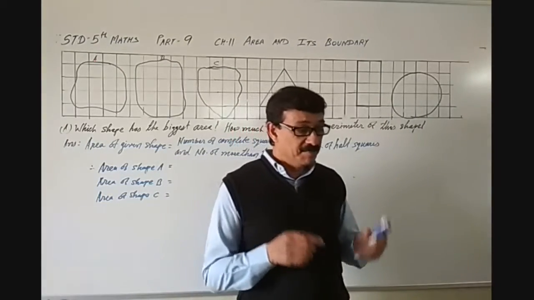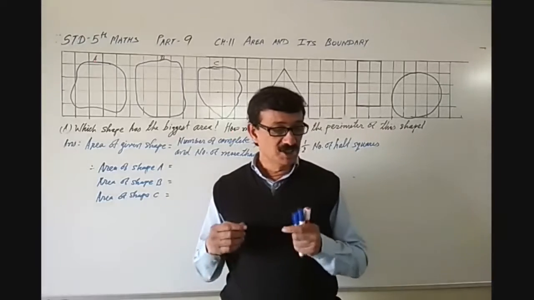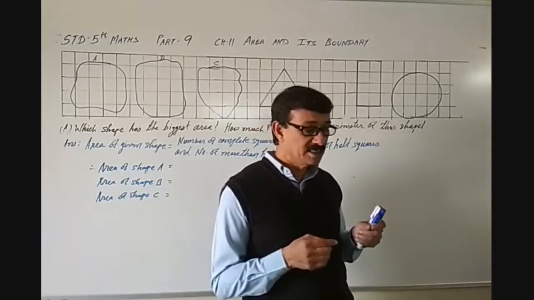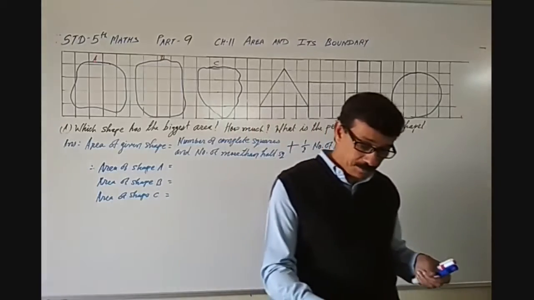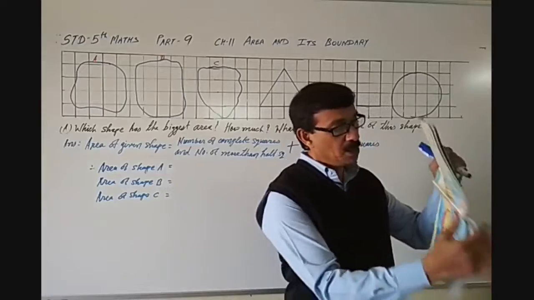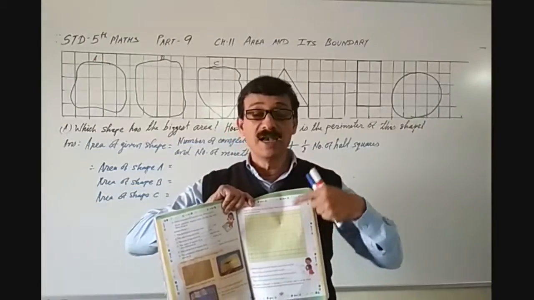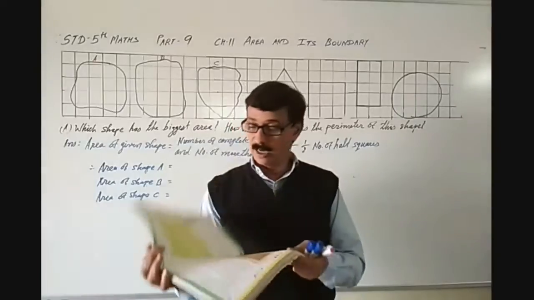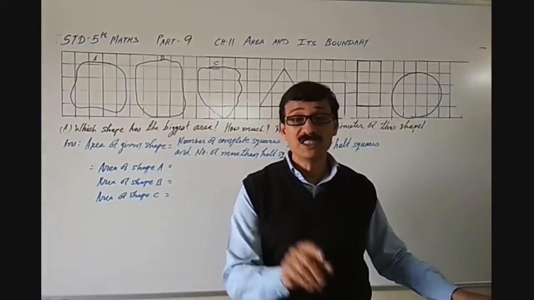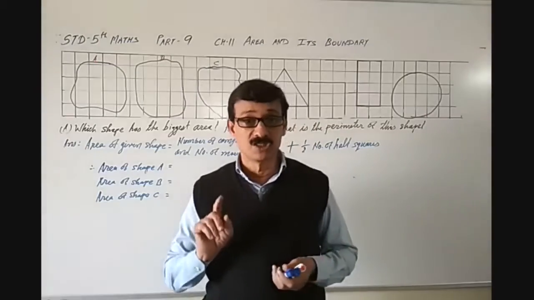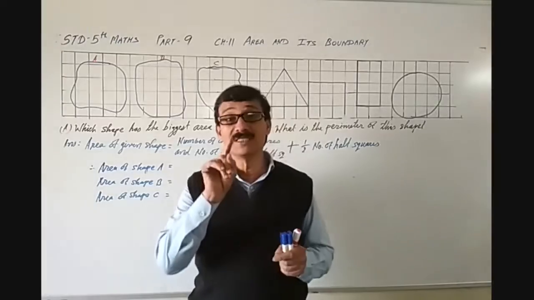Take a 15 centimeter long thread, make different shapes by joining its ends on this sheet. Now you can see, let me show it to you. In your textbook you can see there is a sheet, in which there are many boxes of 1 square centimeter each. There are many boxes having the side 1 centimeter.